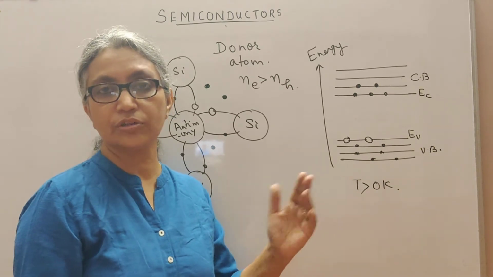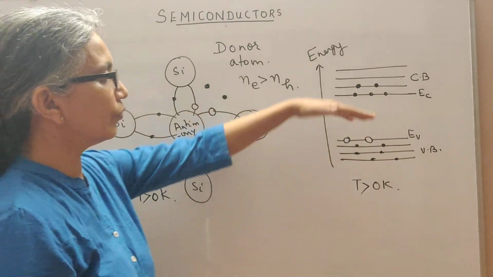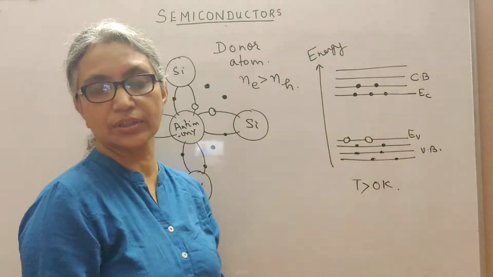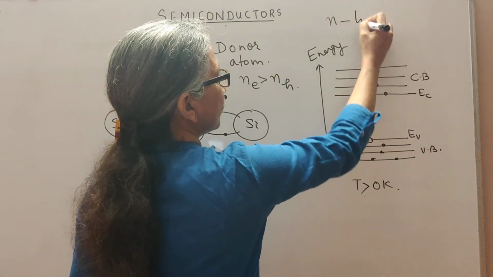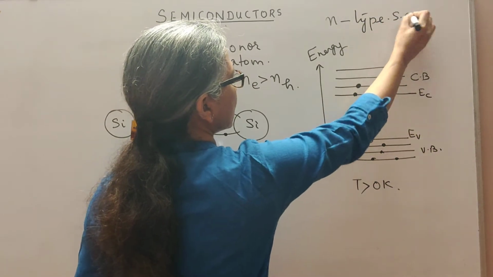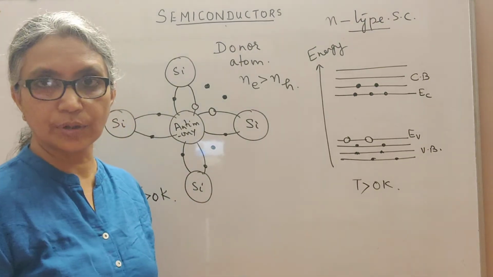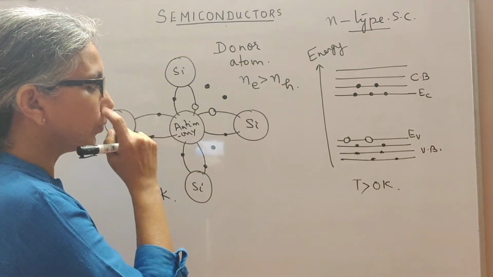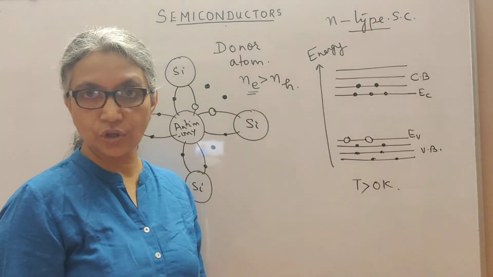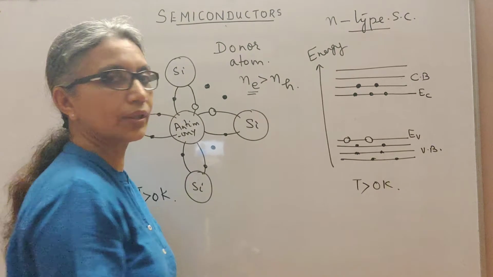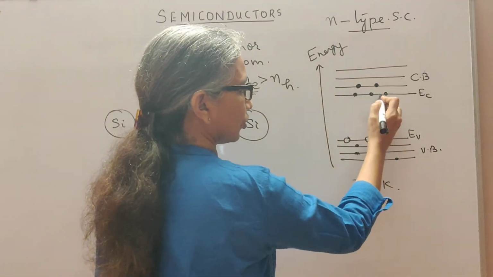So unlike an intrinsic semiconductor, where the number of electrons was equal to the number of holes, in an extrinsic semiconductor, in this case, we have the number of electrons greater than the number of holes, and therefore it is called the N-type semiconductor. N-type semiconductor, because the number of electrons is greater than the number of holes. These electrons are called the majority carriers and the holes are called the minority carriers.